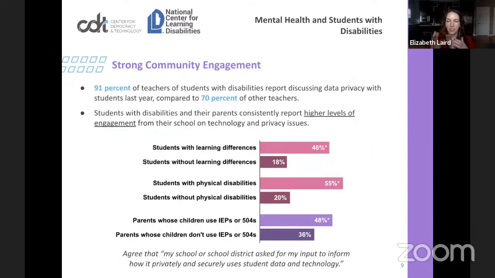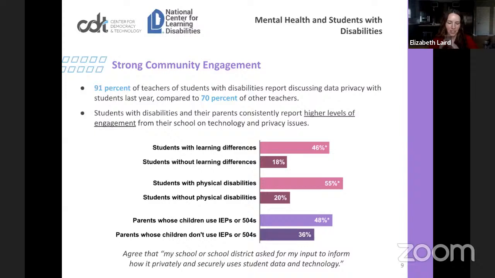But again, it's not just concern, it's also that we see much higher engagement among the special education community. So when we ask teachers whether they are discussing data privacy with their students, and again, this is not specific to student activity monitoring, but are you just talking about this with your students? 91% of teachers of students with disabilities said that they have, compared to 70% of general education teachers.